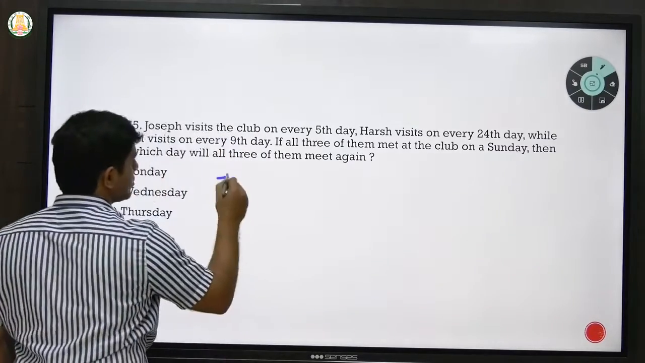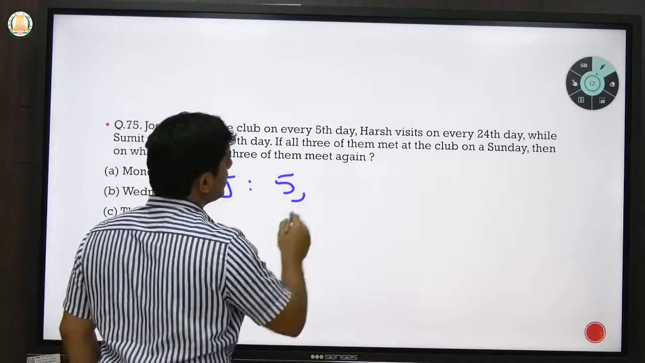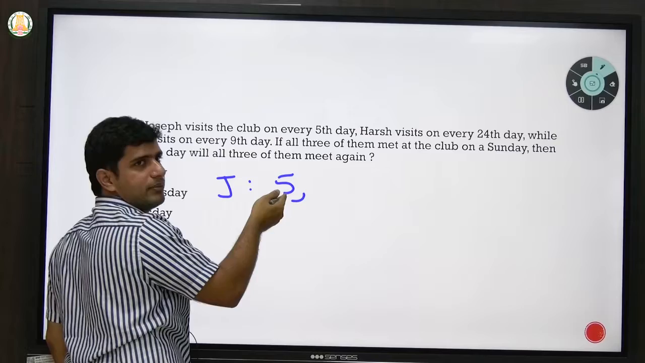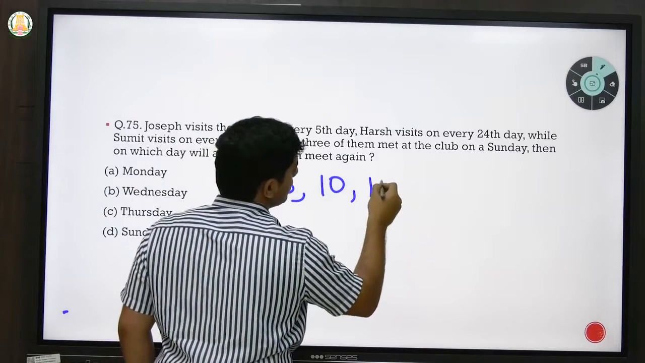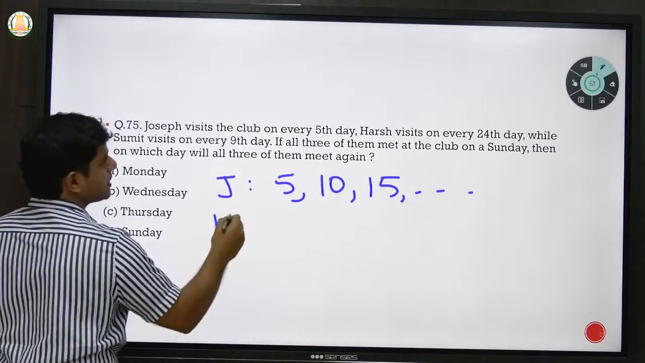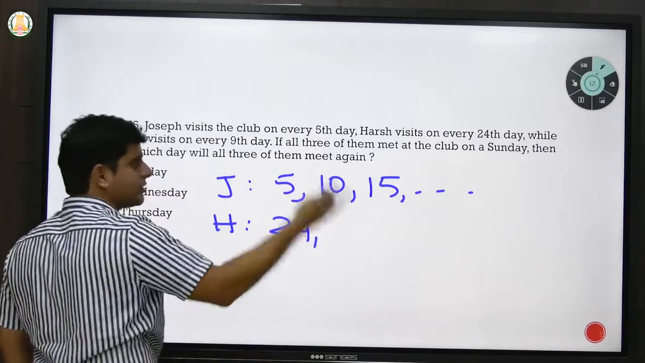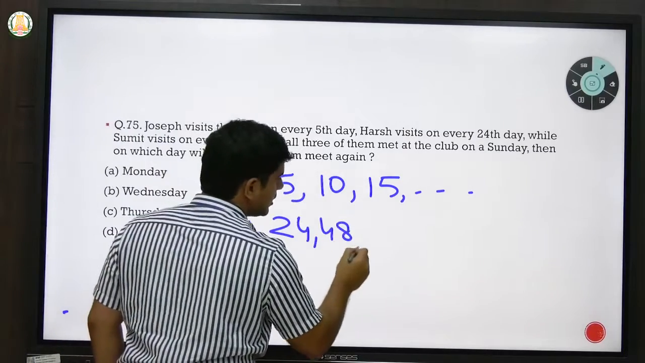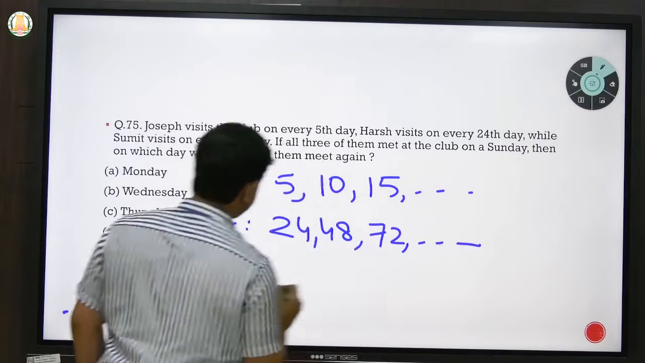So let's say Joseph visits every 5th day, which means first he'll come on the 5th day, then on the 10th day, then on the 15th day, like that. Then Harsh visits every 24th day, which means first he'll come on the 24th, then after the next 24 days, that is 48 days, then after the other next 24 days, which is 72, like that.